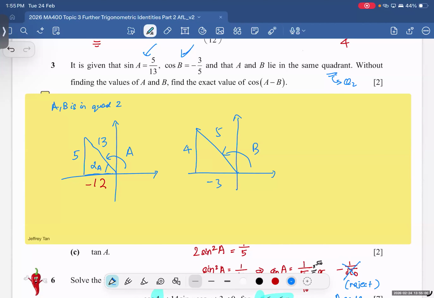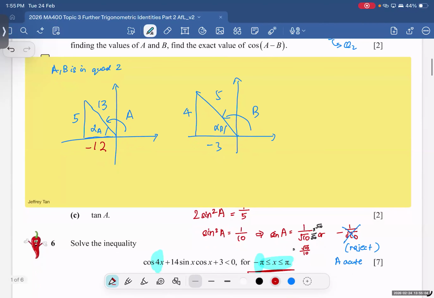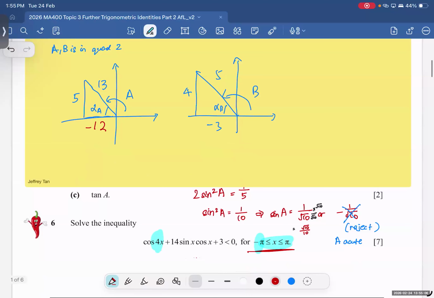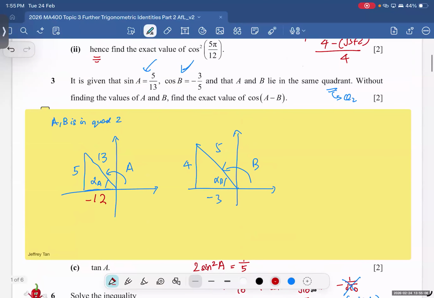This is 4. This is the basic angle for B. When you write this, you draw. So you will find that if I have sine A equals to 5/13, cosine A will be -12/13. Cos B is -3/5. Sine B will be 4/5. Okay. Once you find this, you can find the answer.